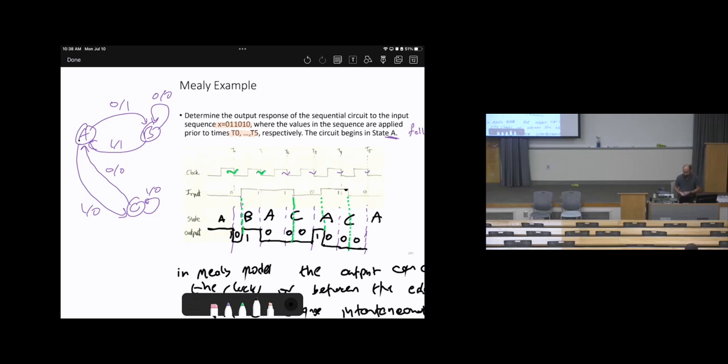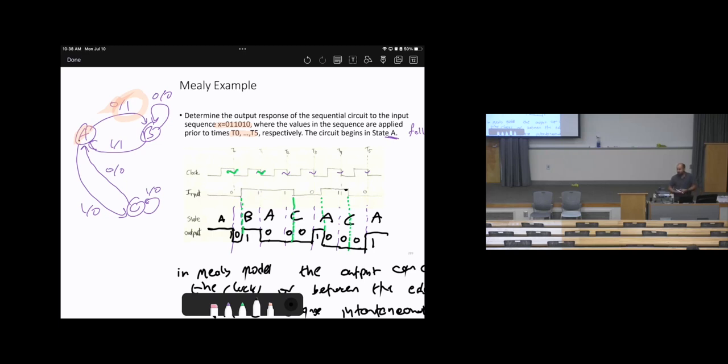What will happen to the outputs? We are with state A and the input is 0, which will make the output 1. Now, is there any mid-cycle change? No. Then that's it. It will remain like this.